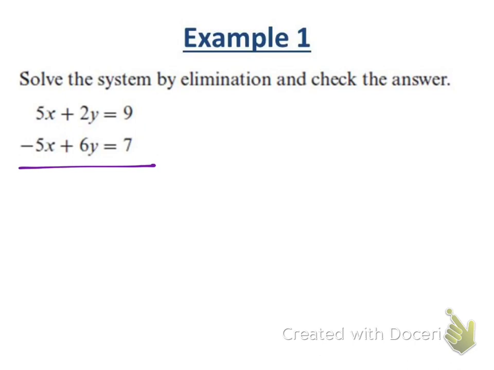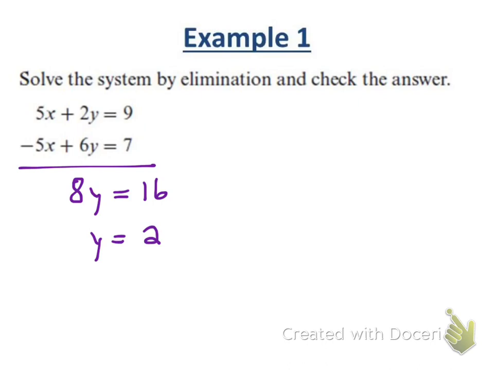5x plus negative 5x. Oh, no more x. Cool. 2y plus 6y is 8y. 9 plus 7 is 16. So y has to equal 2. All right. Now, y equals 2.